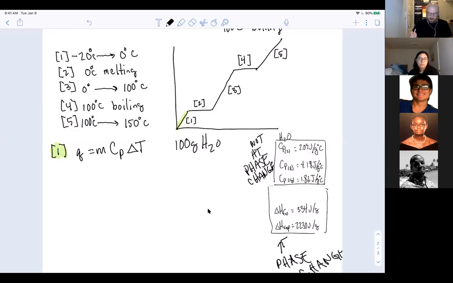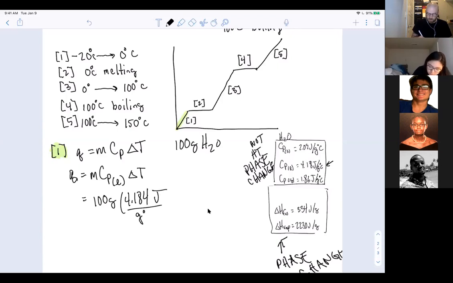All right. So we'll give you the heat capacity. Then we're just looking to do these calculations. For part 1, Q would be equal to the mass times the heat capacity of ice times whatever the change in temperature is. So at this point, it's pretty much solved. It's 100 grams. And then we come in and we want to take this. It's 4.184 joules per gram degrees Celsius.